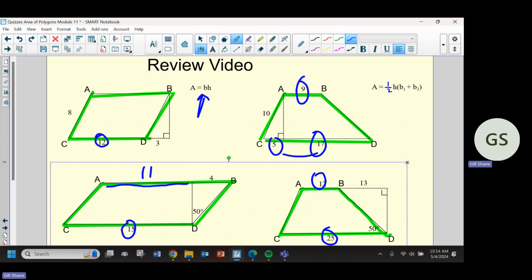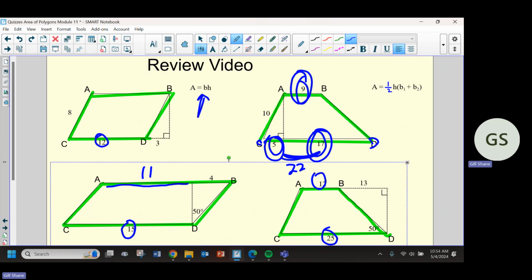So up here, just to finish it off, the base up there would only be 12, not 12 plus 3. 3 is not part of the side of the figure. It's outside the figure. So again, we use a side of the figure as the base, sometimes two sides if it's a trapezoid. Sometimes we need to add two numbers together, like down here for the base. So that base would actually be 22 down there, because again, from C to D is the side of the figure.